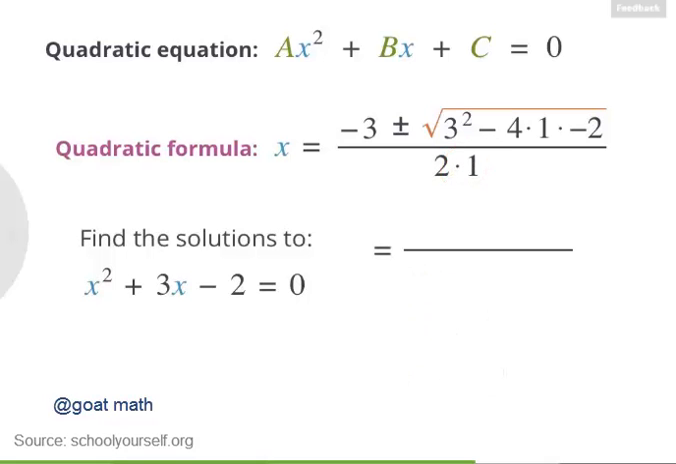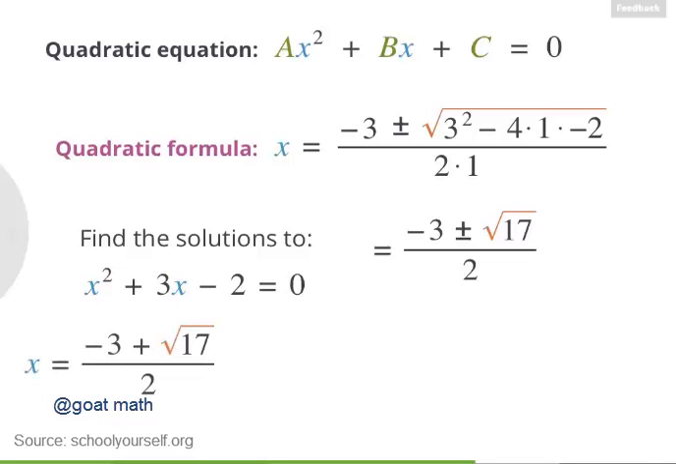And in the denominator, we'll plug in 1 for a. Yikes! Let's see if we can simplify this a little. We've got negative 3 plus or minus a square root. Inside the root, we have 3 squared, or 9. Now, 4 times 1 times negative 2 is negative 8, and we're subtracting negative 8, which is the same as adding 8. And the denominator is 2 times 1, or 2. Under the root, we have 9 plus 8, or 17. So here are the solutions. Negative 3 plus or minus root 17 all over 2.